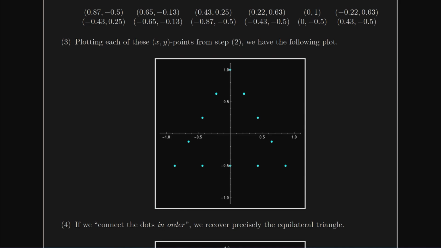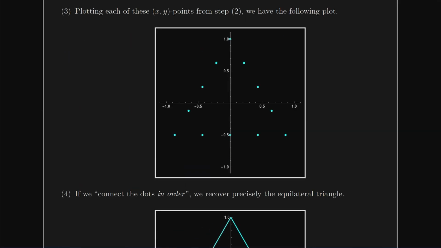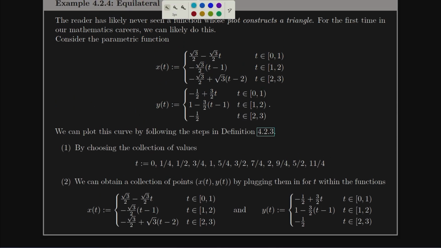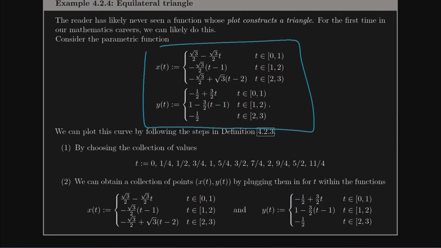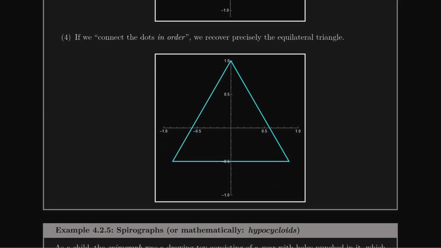And in fact, if I went ahead and connected the dots in the order that they show up, I end up with exactly the equilateral triangle we're talking about. And so this truly is the plot of the parametric curve, which is constructed by these two functions. And we'll eventually be able to do calculus with these sorts of objects, which I'm very excited about.